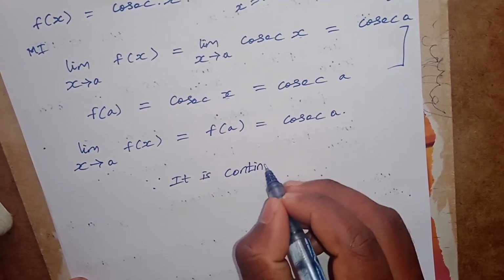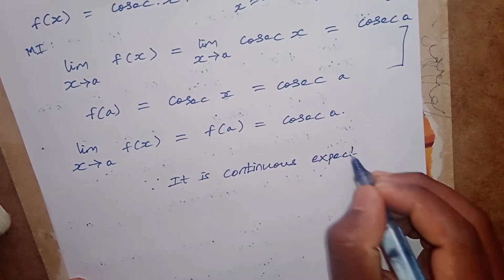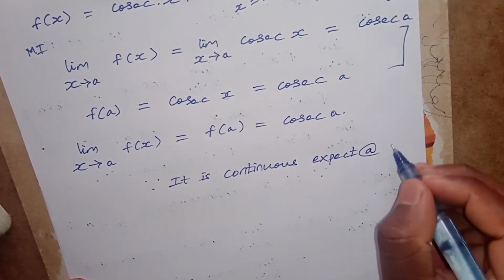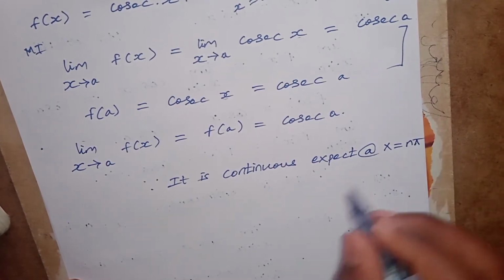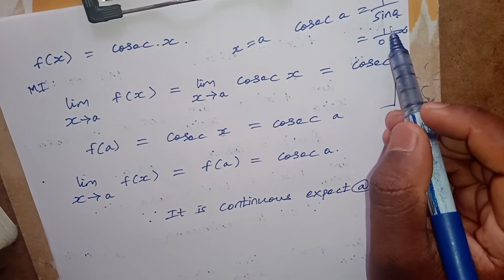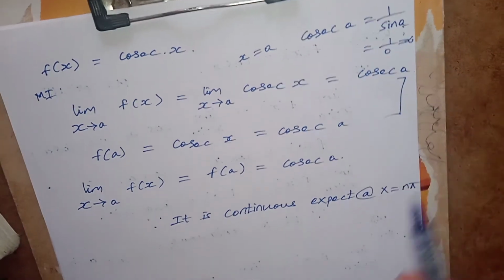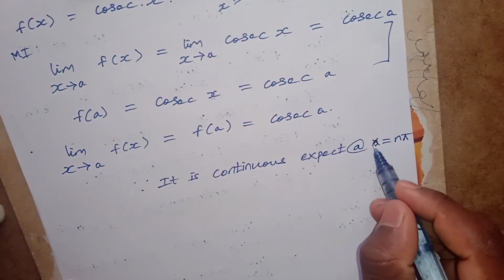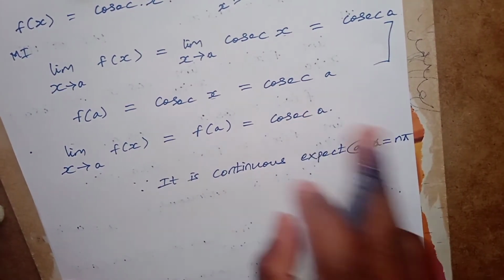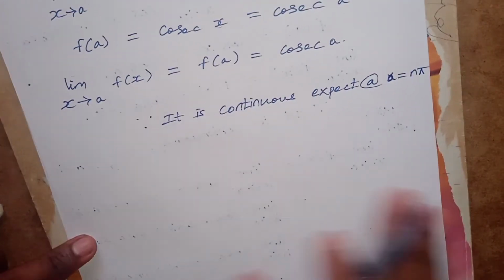Okay, here it is continuous except at x is equal to n pi. If you put 0, sine 0 is 0; if you put pi, sine pi is 0; sine 2 pi is 0, sine 3 pi is 0, up to sine n pi, here it is 0. Therefore, if you take any value here, it will become infinity. So except at these points, it is continuous. Okay, I hope you understood.